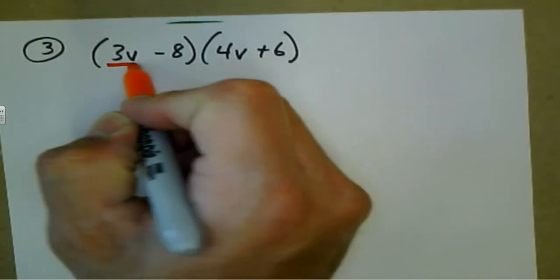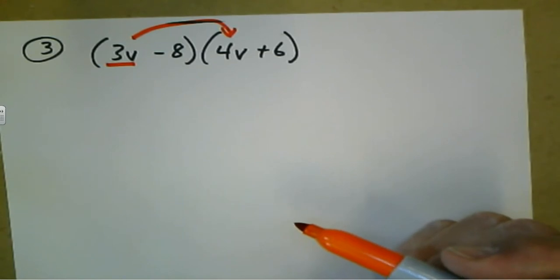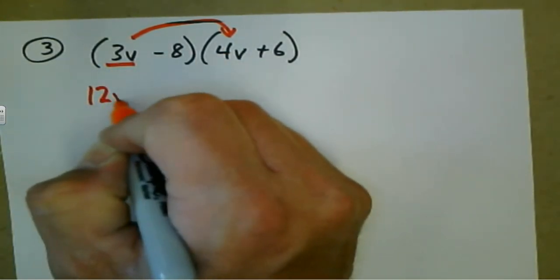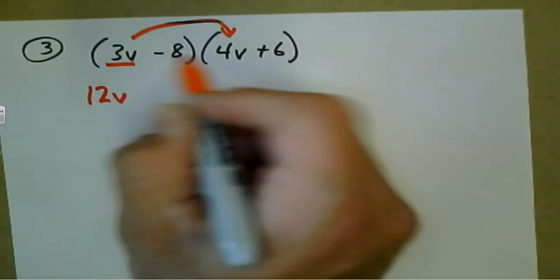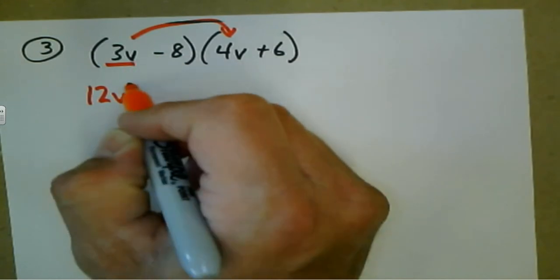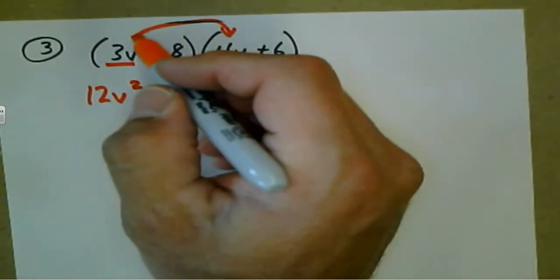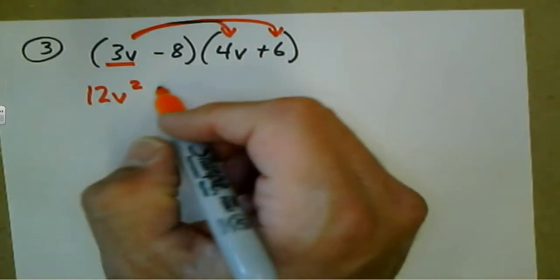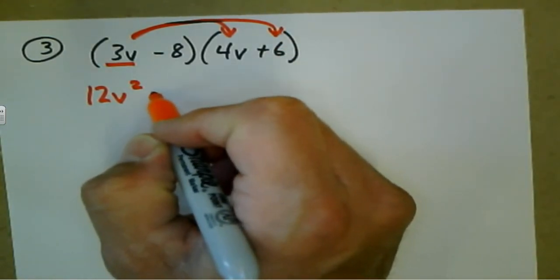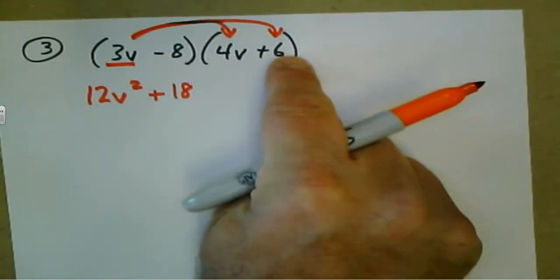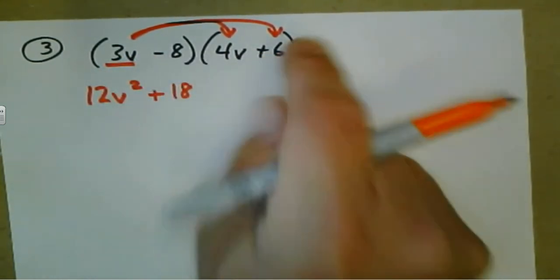So again, it's the first one. 3v times 4v, so 3 times 4, 12v what? How many do they have together? 2. Now it's 3v times 6, so 3 times 6, plus 18. How many v's do they have together? 1.